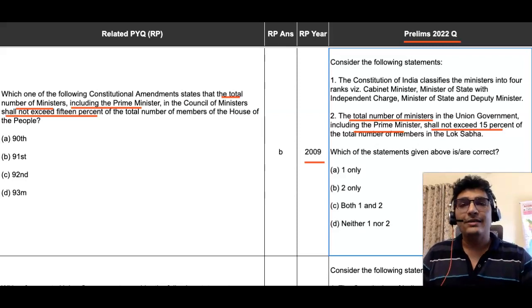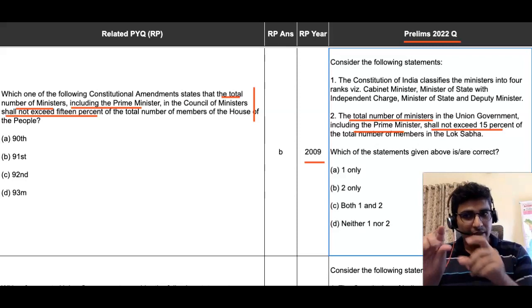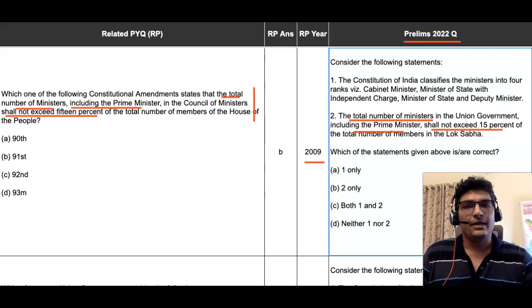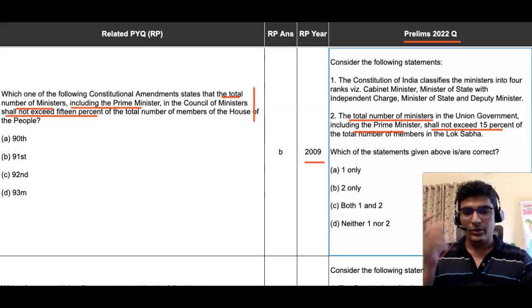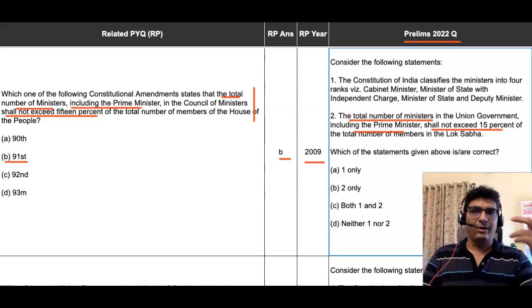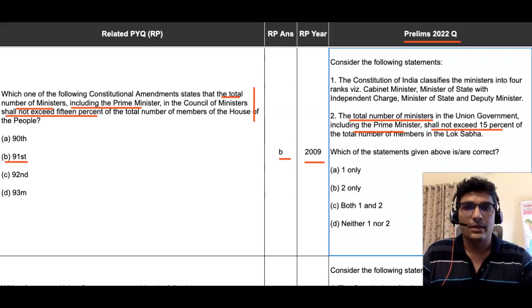So we don't even need to answer this question to mark the second statement of the 2022 prelims question. The question statement itself of the 2009 question will suffice to help us arrive at the answer in the second statement. So the 2009 question basically asks for which constitutional amendment. The answer is bravo, that is the 91st constitutional amendment provided for this regulation of 15%, right? So we can mark the second statement of the 2022 prelims question as correct.